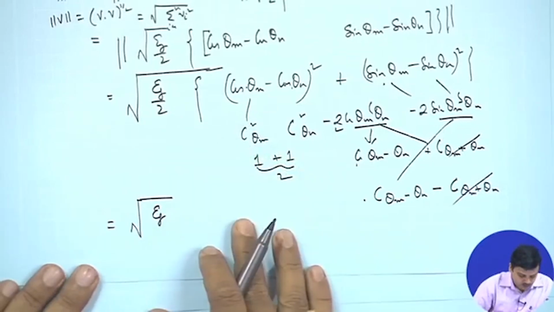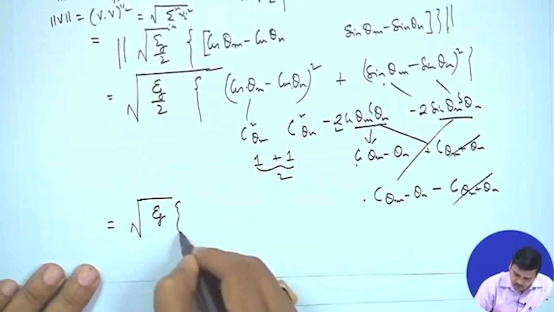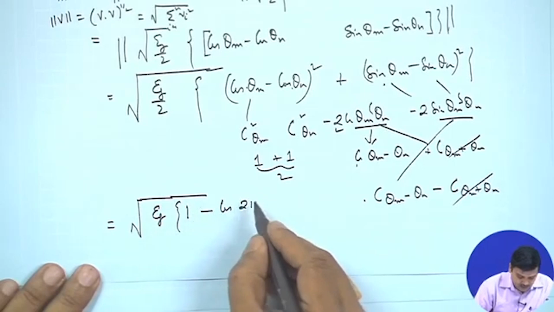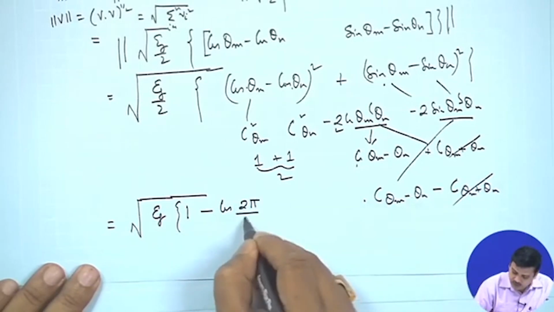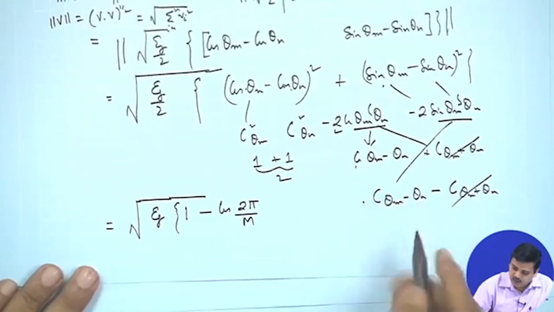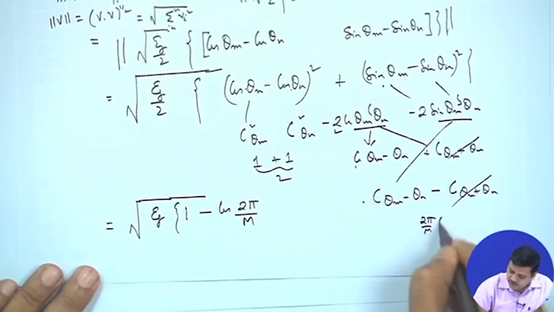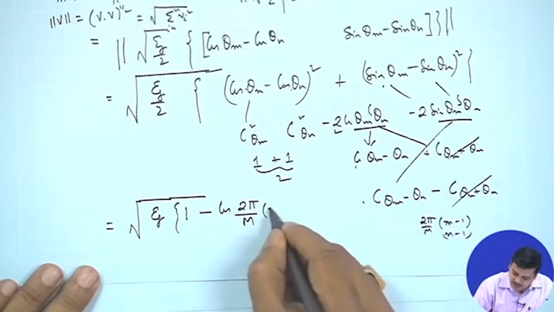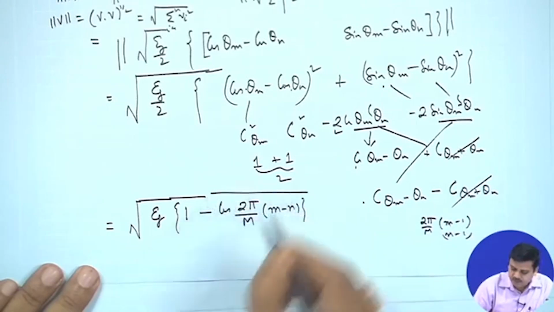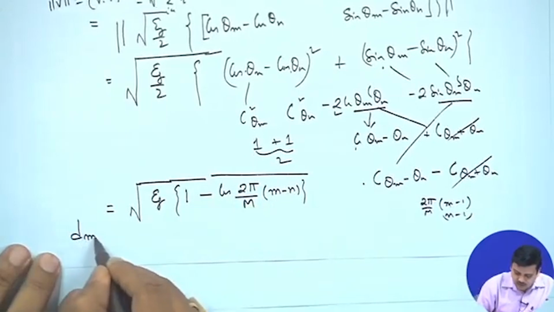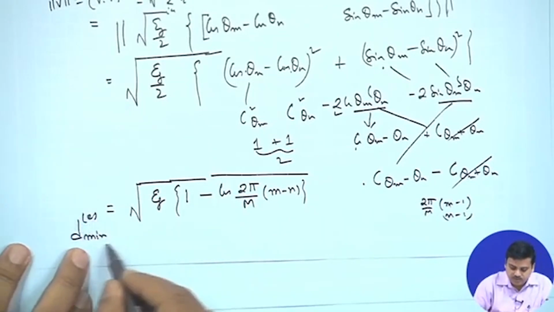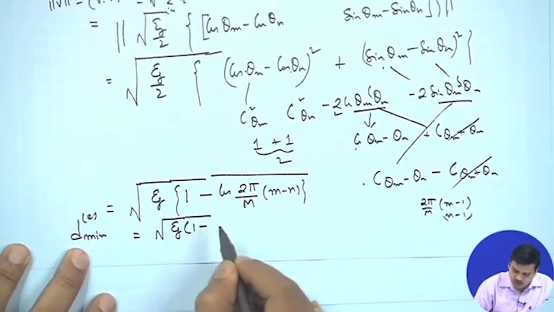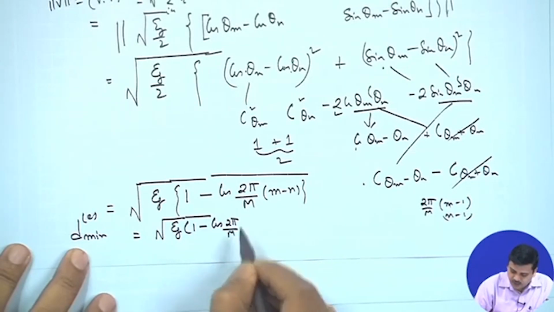So, what you will be left with is root over Eg, which will cancel out with this 2. I would urge you to do this particular work by yourself, and you get square root of 1 minus cos of theta m minus theta n. That will result in 2 pi upon M, because theta m and theta n are nothing but 2 pi by M times m minus 1, and in the other case n minus 1. All the terms cancel out except this m and n. So, you are left with this term. From this you can calculate d min, the minimum Euclidean distance, which will turn out to be root over Eg times 1 minus cos of 2 pi by M.